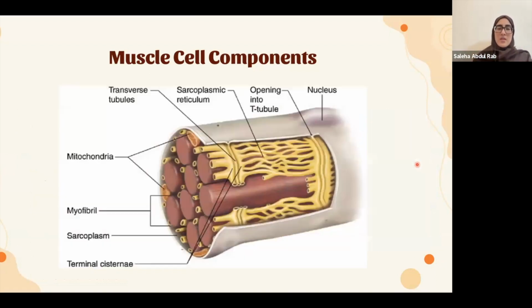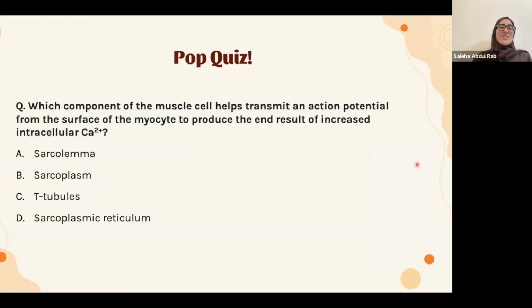Okay? All right, so this is just another picture that I just added for the vibes. All right, small quiz. Which component of the muscle cell helps to transmit an action potential from the surface of the myocyte to produce the end result of increased intracellular calcium?